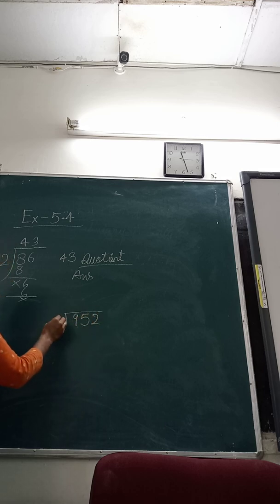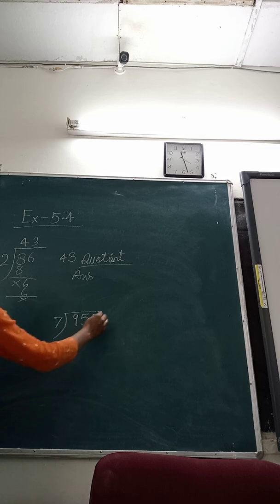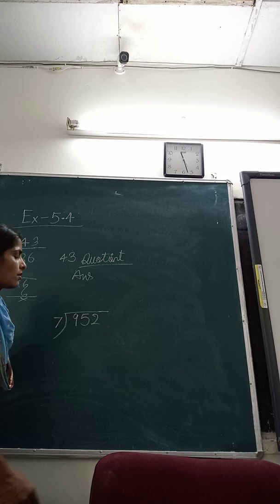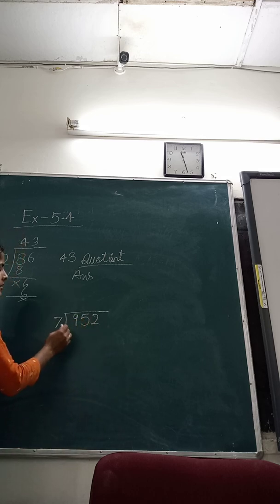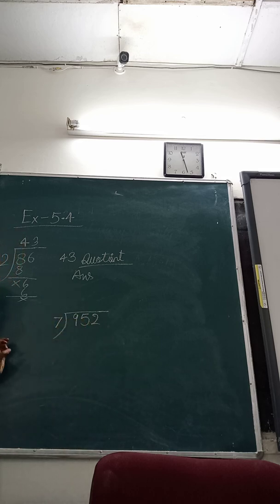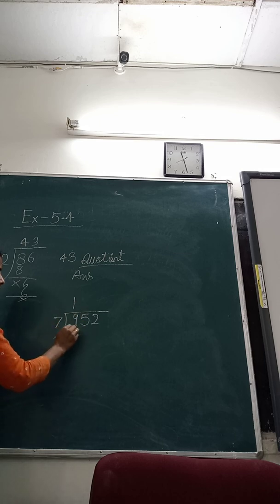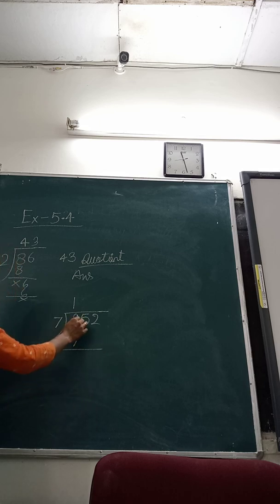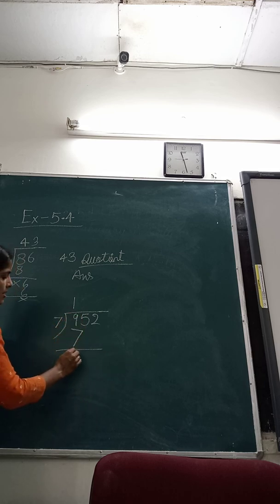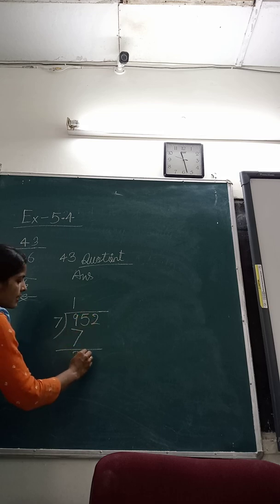952 divided by 7. So first we read the table of 7, which is not more than 9. Then 7 ones are 7, 7 twos are 14, but 14 is more than 9. So we read the table of 7 only one time. 7 ones are 7. 9 minus 7 is equal to 2, and 5 will come down. 25 here.